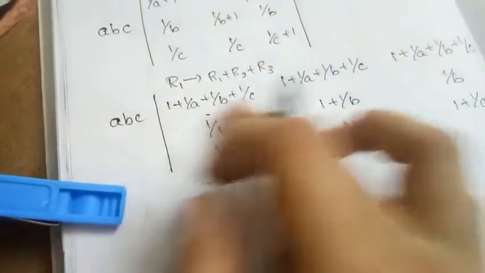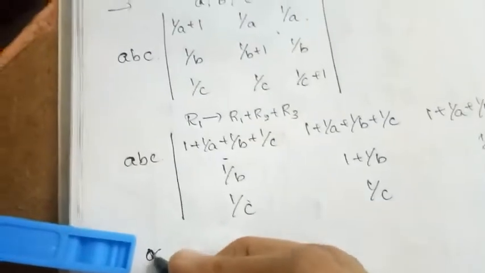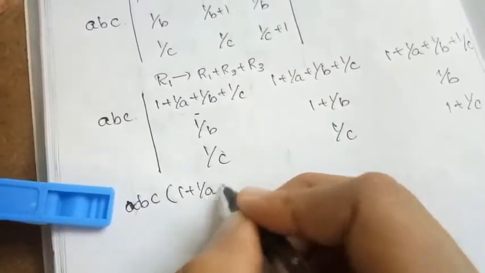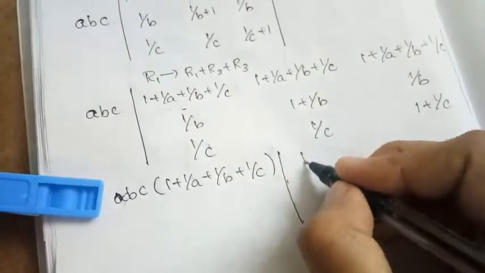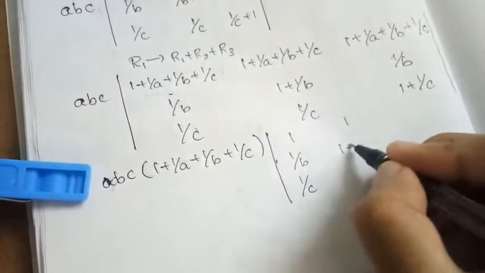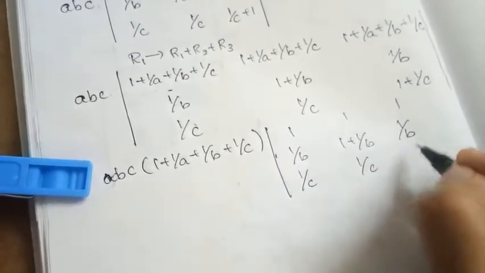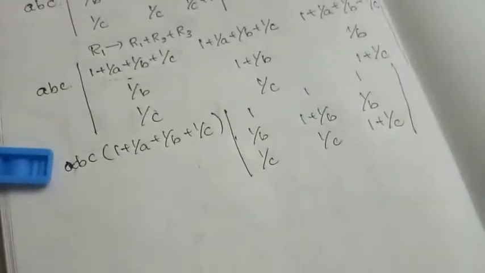Now you can see here in the first row, 1 plus 1 by A plus 1 by B plus 1 by C is common. So I am taking that common factor outside, that is 1 plus 1 by A plus 1 by B plus 1 by C. After taking that common outside, what is remaining? 1 by B, 1 by C, 1 plus 1 by B, 1 by C, 1 by B, 1 plus 1 by C. Now I need to solve this determinant.